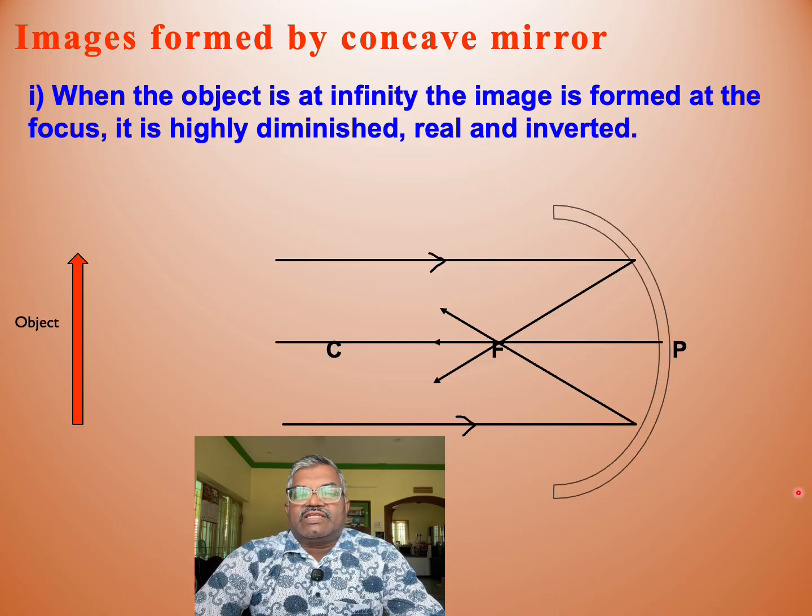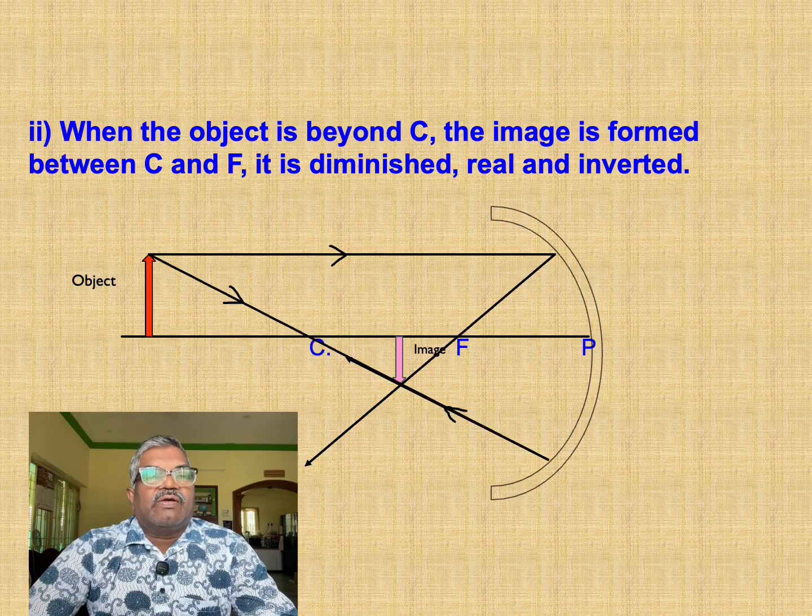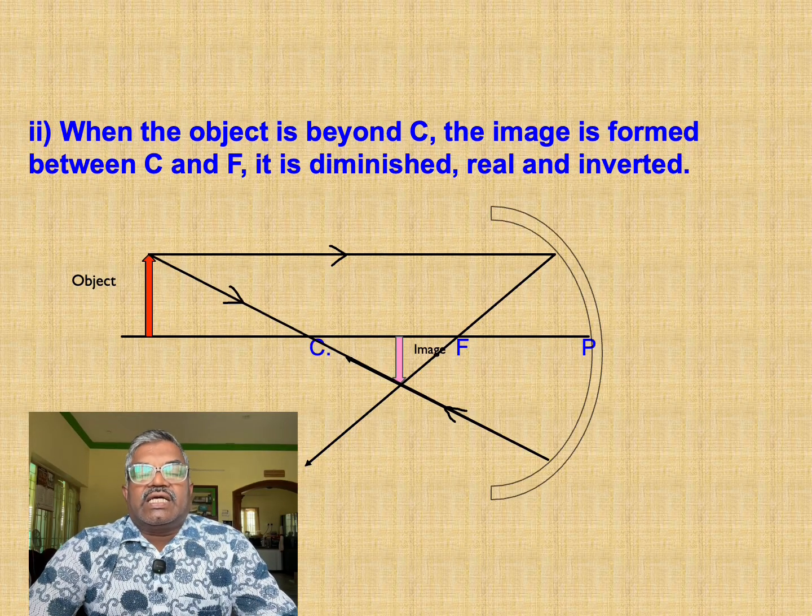These rays after reflection converge and form an image at F, that is the principal focus of the mirror. In front of the mirror, the image thus formed is highly diminished, point size, real and inverted. Here you can follow that there are two parallel rays. After reflection, they will pass through F.